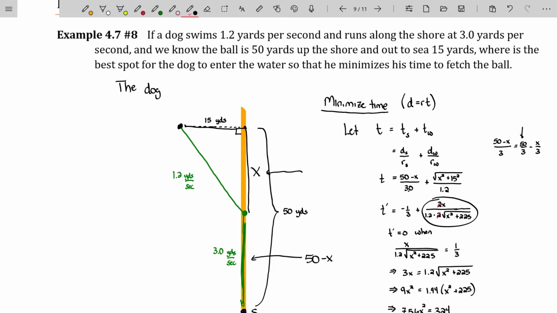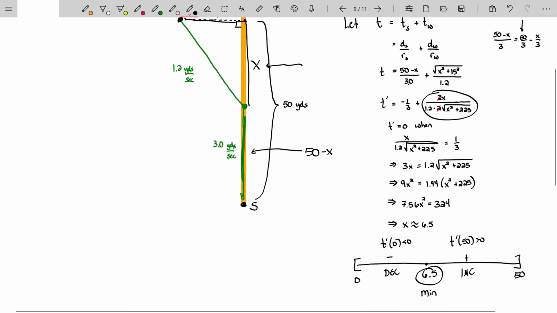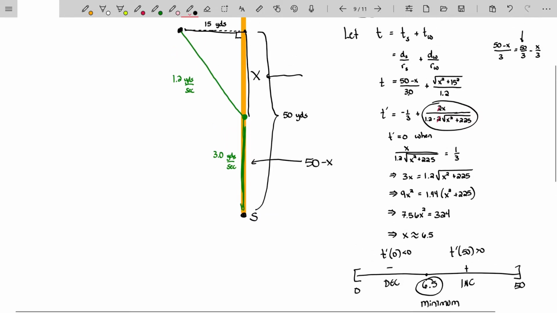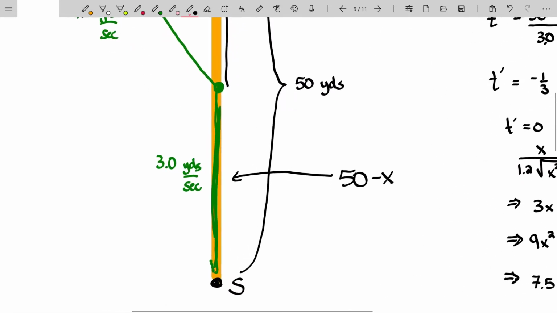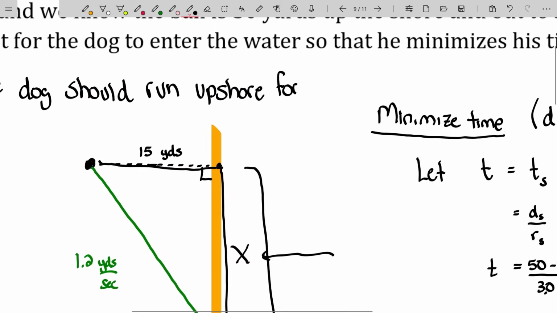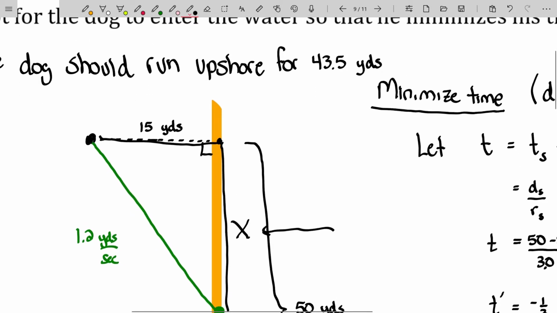The dog should run up shore not for 6.5. By the way, that says min, but minimum is what I meant to say there. The dog should run up shore not for 6.5 yards, but actually for 50 minus 6.5 yards, because x is 6.5. Actually, that's an approximated 6.5, so I'm just going to do the 50 minus. That is 43.5. So the dog should run for 43.5 yards and then get in the water.